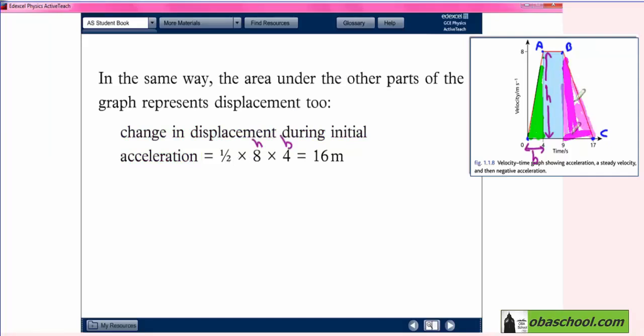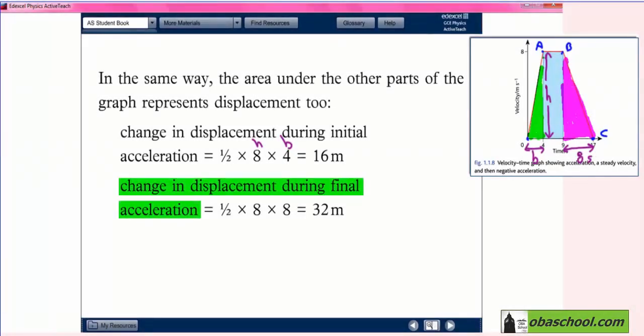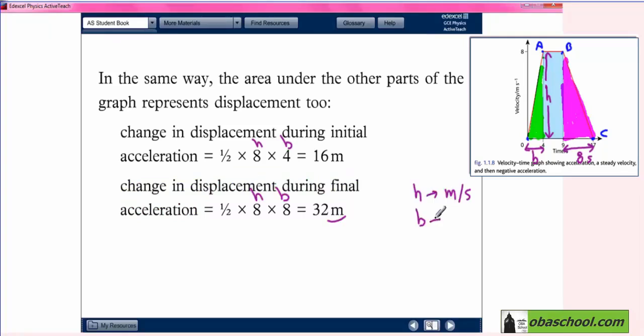And if we get the area of the triangle shaded in pink, we have the base equal to 8 seconds and the height is equal to 8 also. So the change in displacement during the final acceleration equals 8 times 8 over 2, which is equal to 32 meters. Here the height is in meter per second and the base is in seconds. That's why we get the answer in meters.